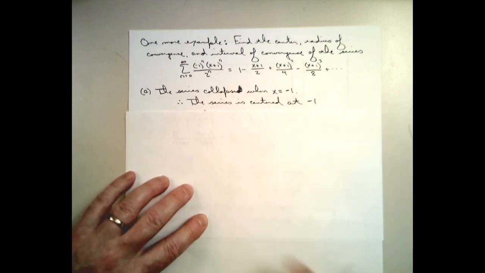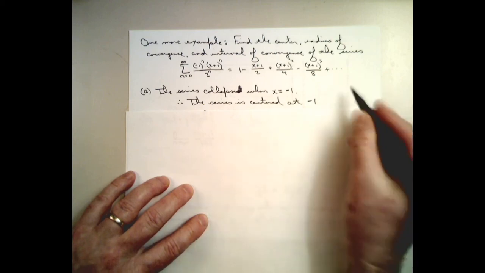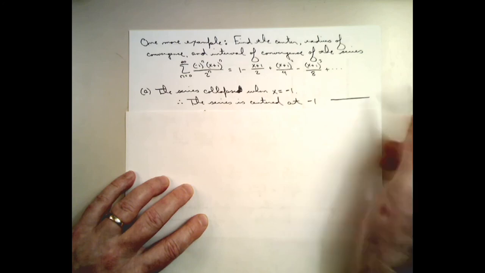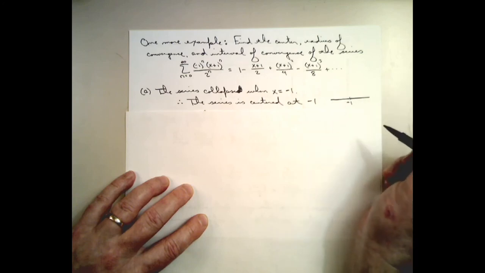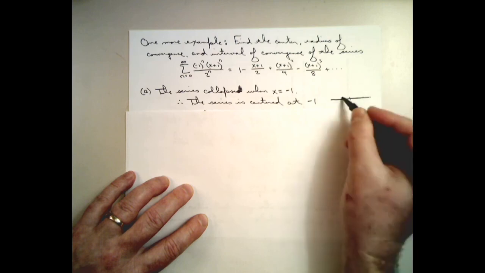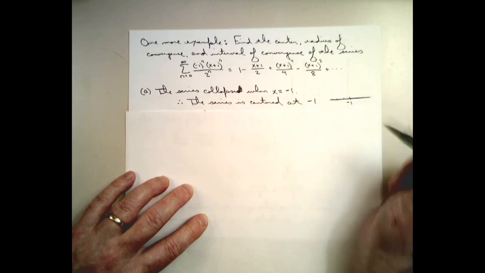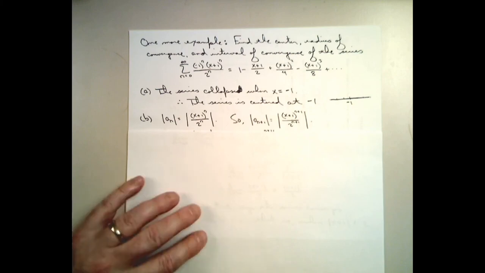So I already know something about my interval of convergence. I don't know exactly what it's going to be, but I know that -1 is going to be at the very center. Now I need to know how far from -1 I'm going to have to go in order to get the endpoints of my interval. Well, let's see. So we're going to employ the ratio test for that.